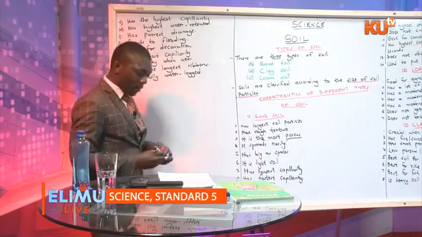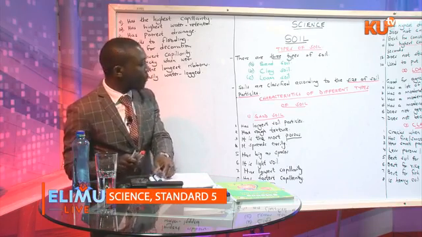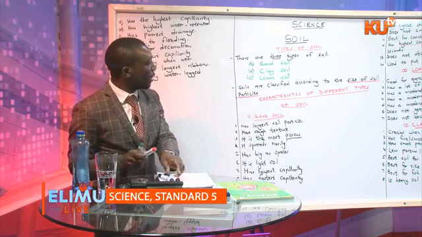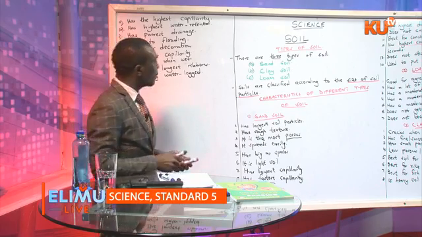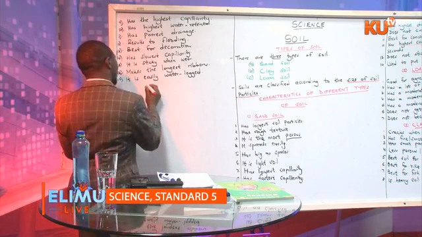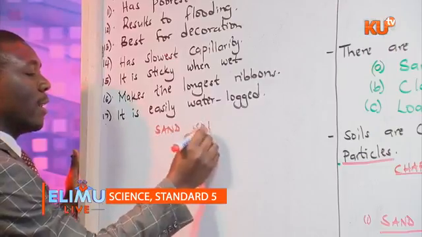So I've just remembered something as we continue. They can ask you the areas that you can find this type of soil. So places that you can find them. Where can you obtain clay soil? Where can you obtain loam soil? And where can you obtain sandy soil? So I will begin with sandy soil. The areas you can find sandy soil. Which areas can you find it?